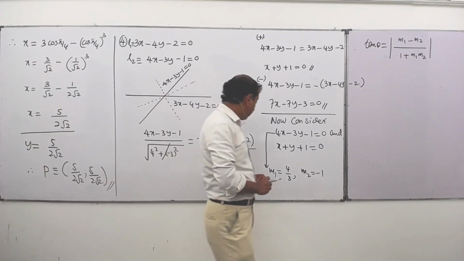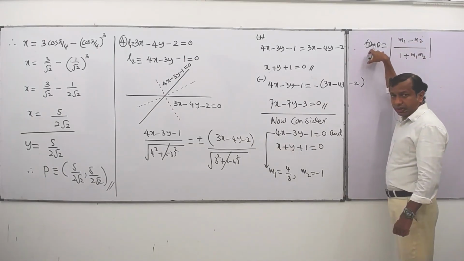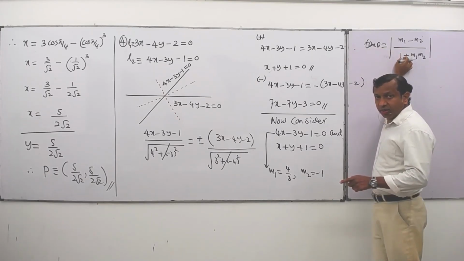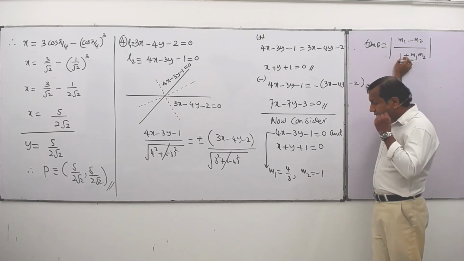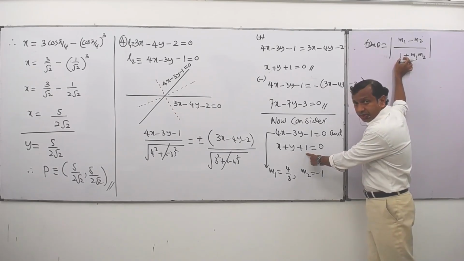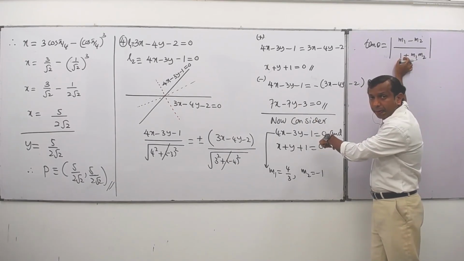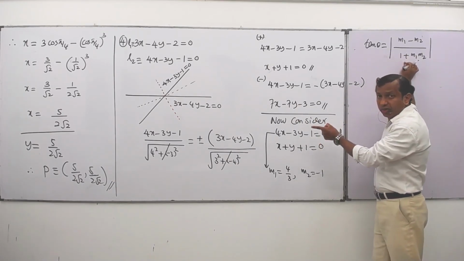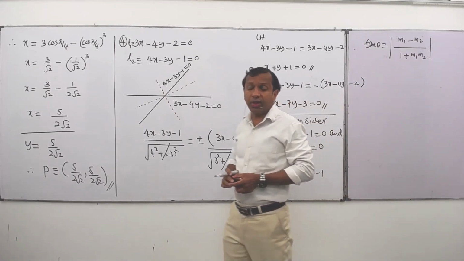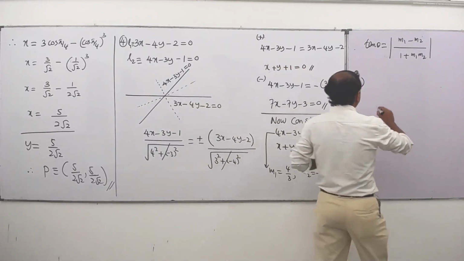Now this m1, m2, we substitute here, and simplifying, we get this tan theta. For this tan theta, if its answer is less than 1, then the selected bisector is the acute angle bisector between the two lines. If this tan theta answer is more than 1, the selected bisector is the obtuse angle bisector between the two lines. Understood? Right. So then let's see what you get.